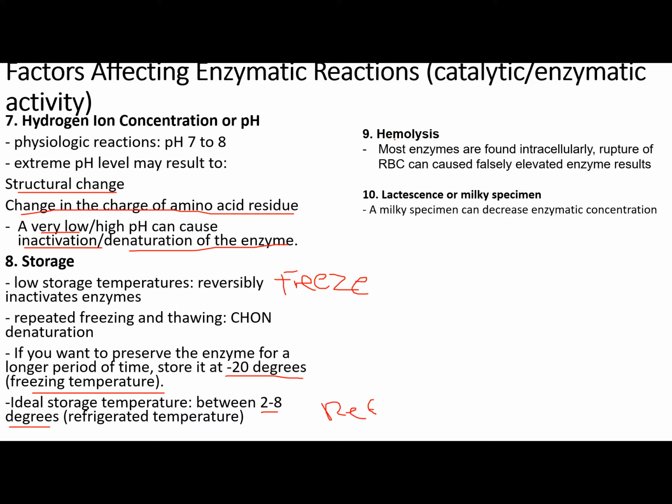Then another factor is hemolysis. So most enzymes are found intracellularly. Rupture of RBC can cause falsely elevated enzyme results. Then number 10, the last one would be lactescence or milky specimen. Lactescence or milky specimen class can decrease enzymatic concentration.